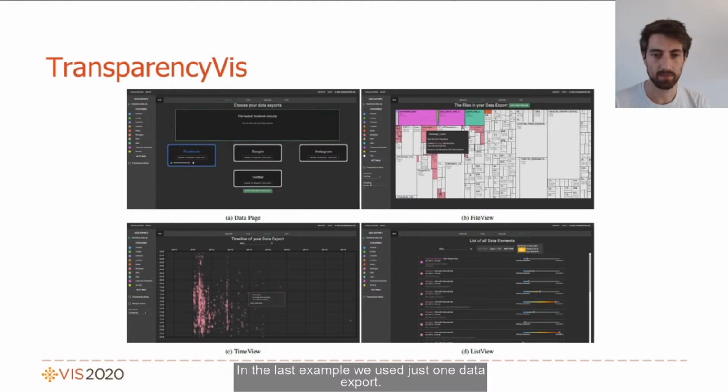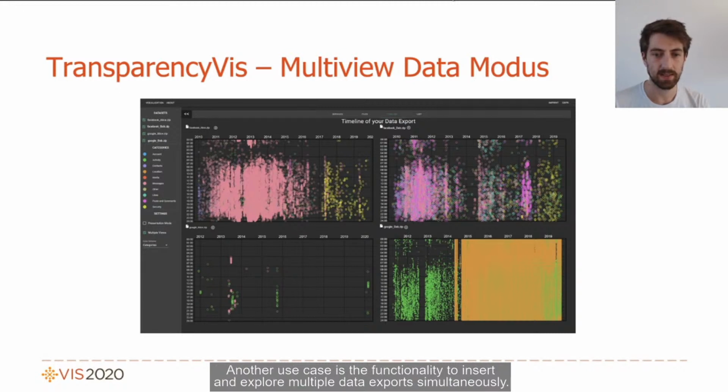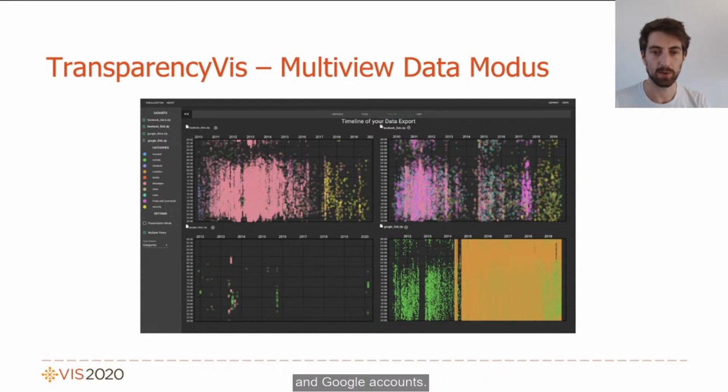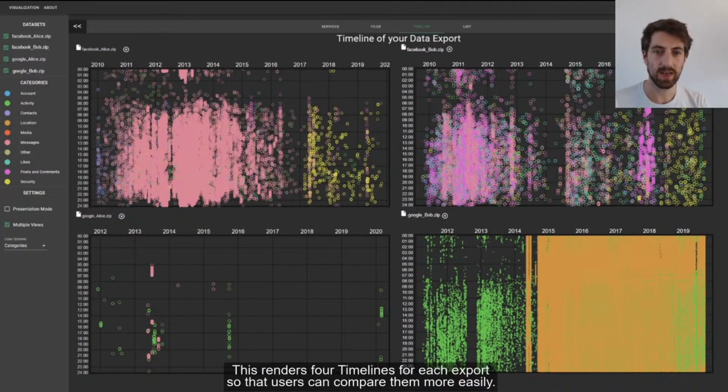In the last example, we used just one data export. Another use case is the functionality to insert and explore multiple data exports simultaneously. Our two users, Bob and Alice, have both entered their data exports from their own Facebook and Google accounts. In this scenario, we can enable the multi-view mode in the time view. This renders 4 timelines for each export, so the users can compare them more easily.